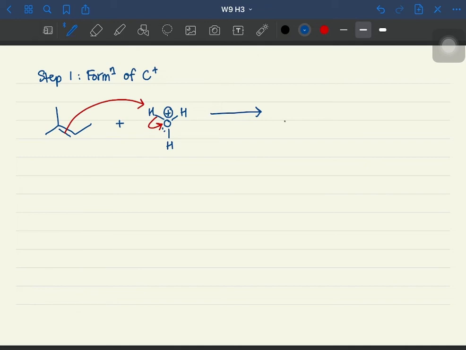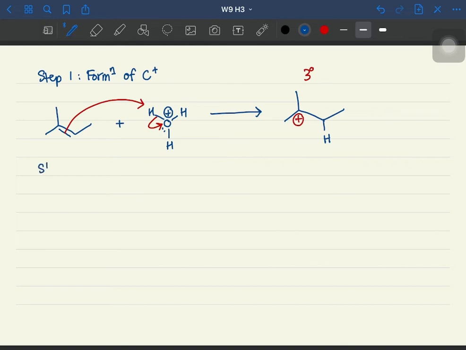So we have 1, 2, 3, and 4. Hydrogen has been added to this third carbon, meaning that our second carbon is going to have the positive charge. Now, since we have formed this carbocation, look if there is a possibility for this carbocation to become more stable. At the moment, we have a tertiary carbocation. This tertiary carbocation is the most stable carbocation, so we have no other possibility to make it more stable. Let's proceed to the second step.